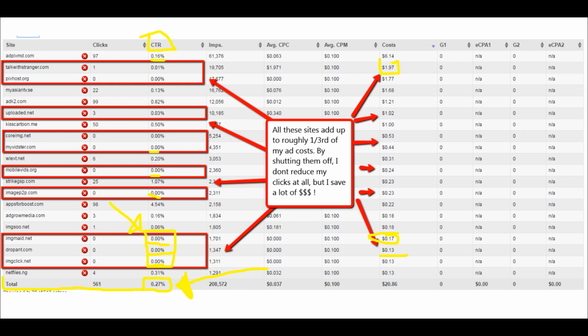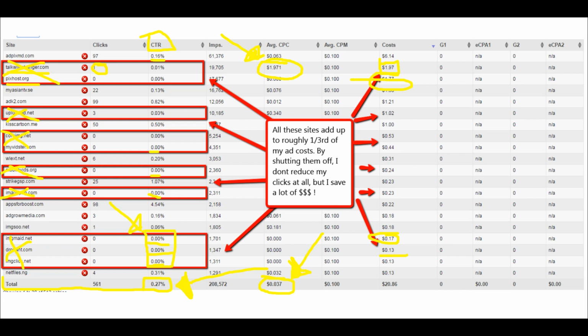Here's a site where I spent $2 on, and I only got 1 click. So my average cost per click is 3 cents, whereas my average cost per click on this site is $2. So that's a big problem because I want to be paying only a few cents per click, whereas on this site I'm paying $2. And on this site I'm not even getting clicks, but I'm spending almost $2 as well on PXL host. So I want to get rid of all of these sites, and what I do is I basically exclude all of these sites, mobilevids.org, image P2P, because I'm spending money and I'm not getting any results from it. I'm not getting enough clicks.